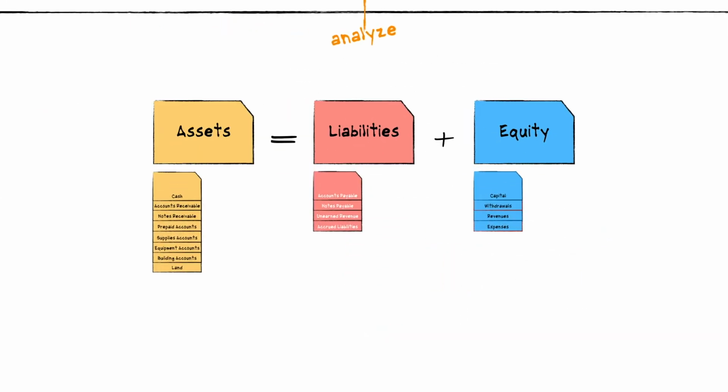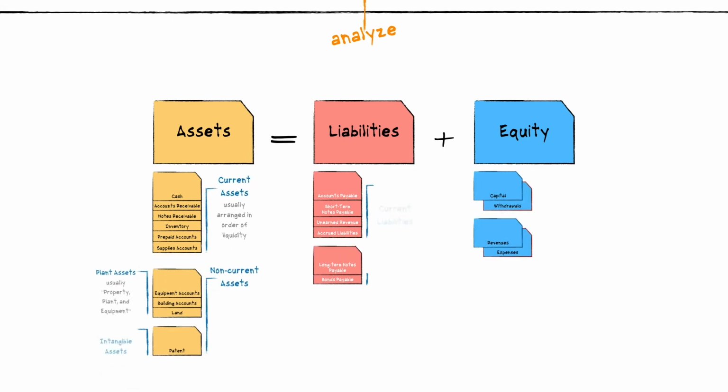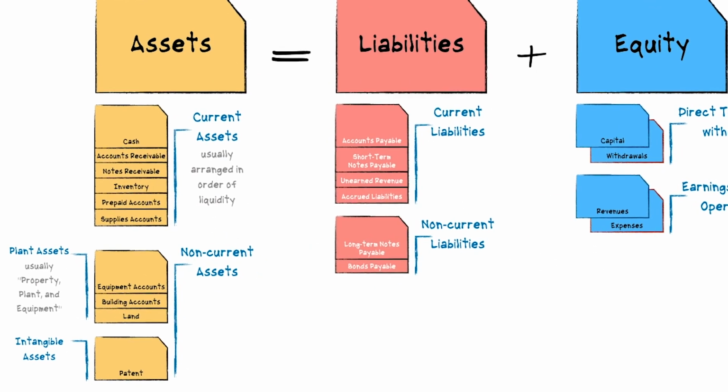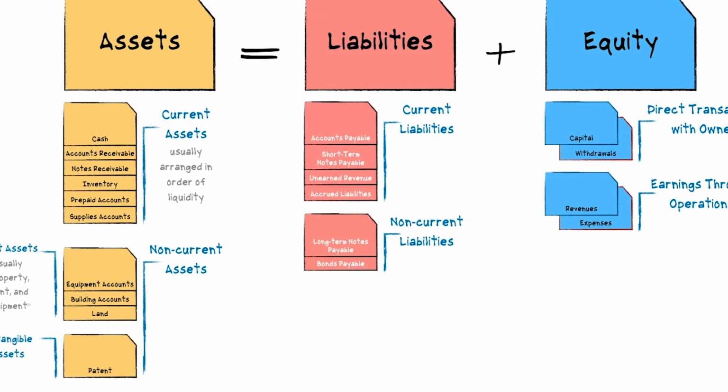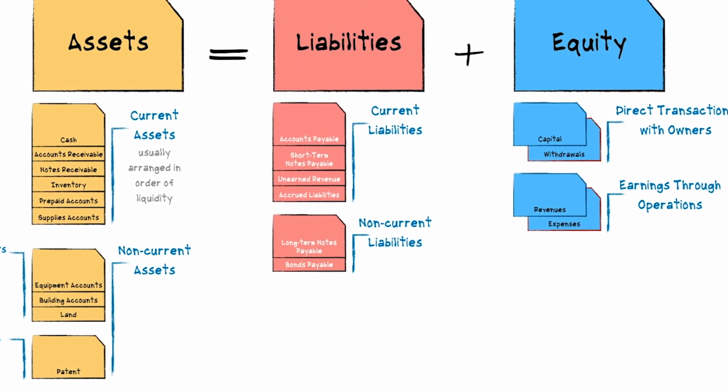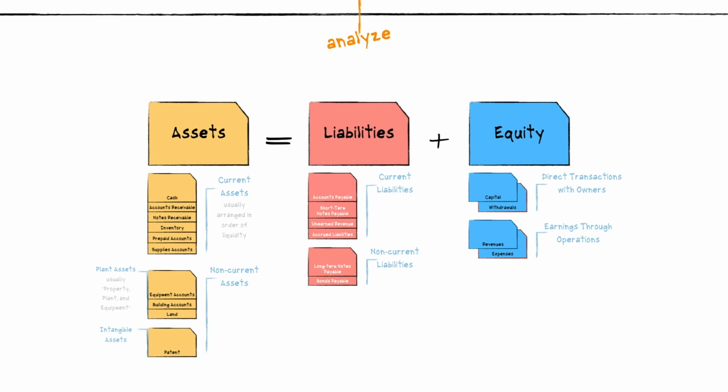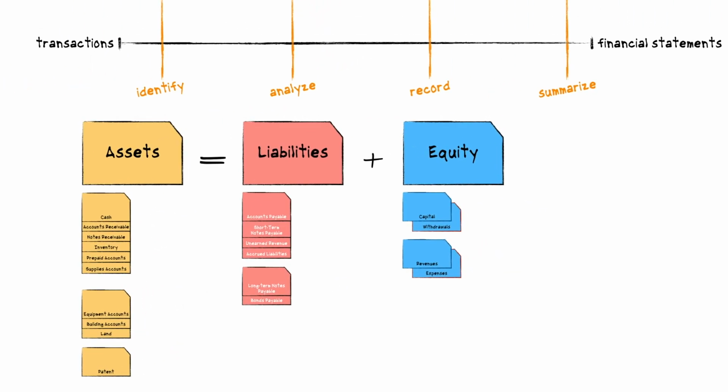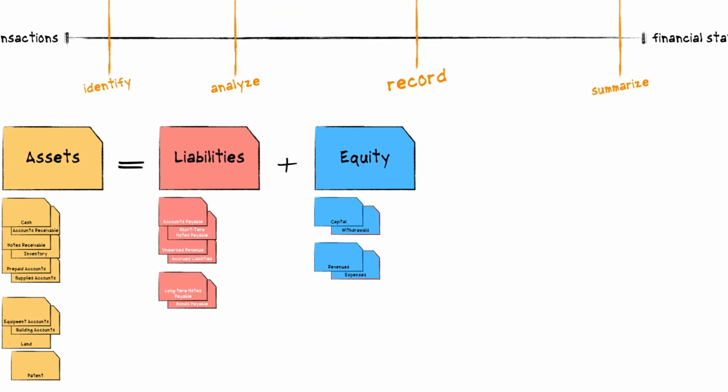The foregoing are the basic accounts common to almost all businesses. There are many other accounts depending on the nature and size of the business. We also organize assets and liabilities into subgroups that have similar attributes. This will be explained in detail in a separate clip. As each transaction is analyzed, it proceeds to the recording phase.